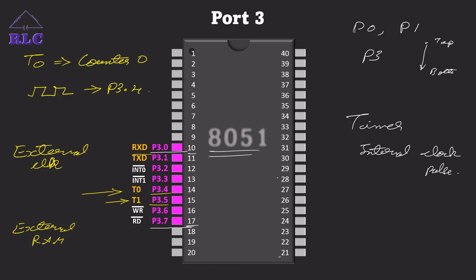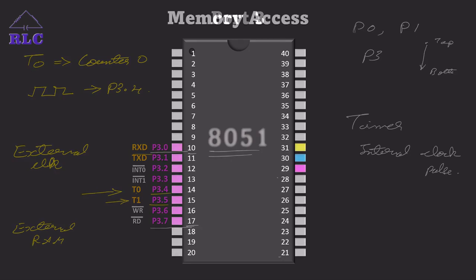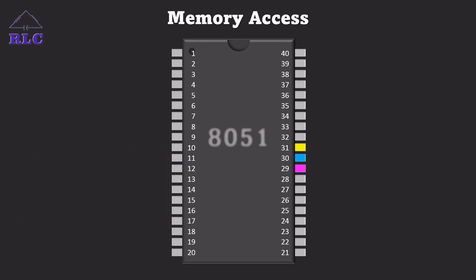Next, we are remaining with only 3 more pins. We'll go through those pins and see what their speciality is. Now, first we'll move on with pin number 31. This pin number 31 is the EA bar / VPP pin.